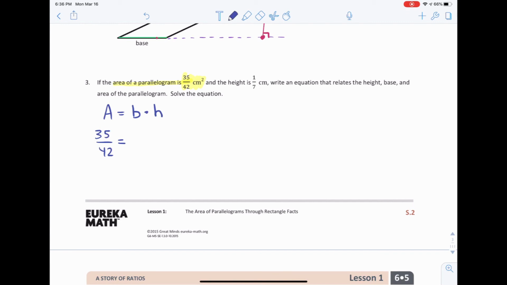Do I know the base? Now, rereading the problem, they don't ever tell me what the base is, so I still don't know what the base is. That's the question. What is the base? But I do know what the height is. The height is 1/7. All right, great. I'm going to have you guys pause the video again, and I want you to see if you can figure out a way to solve this problem.